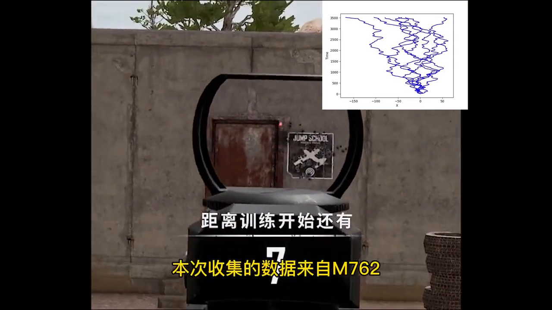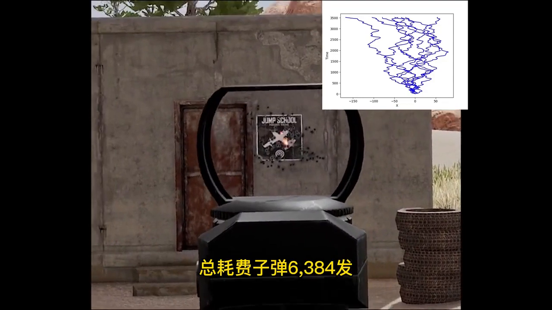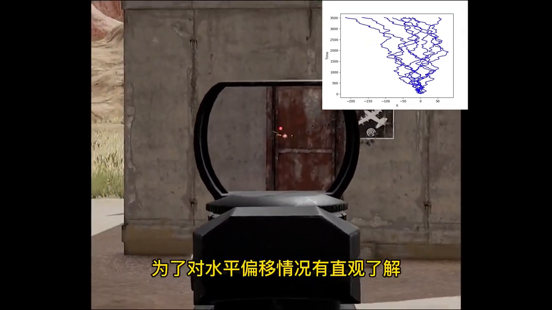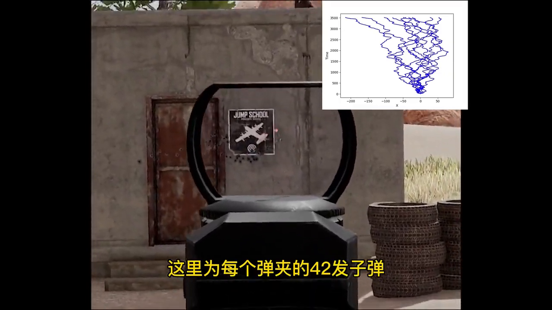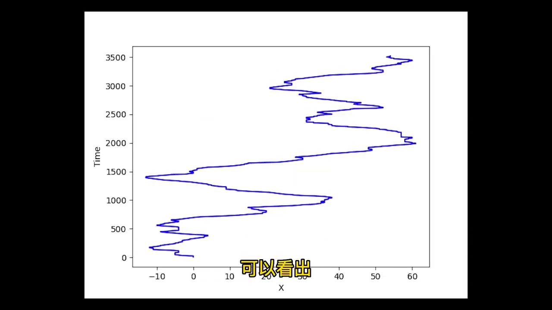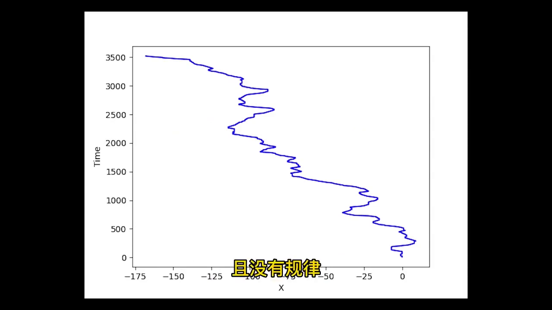The data collected this time is from the M762 with 152 shots fired. A total of 6,384 rounds of ammunition were used. In order to visualize the horizontal offset, I created a graph for each of the 42 rounds in each magazine. The horizontal coordinate is the horizontal offset, and the vertical coordinate is the time axis. As time passes, horizontal offsets are becoming more and more outrageous and irregular.